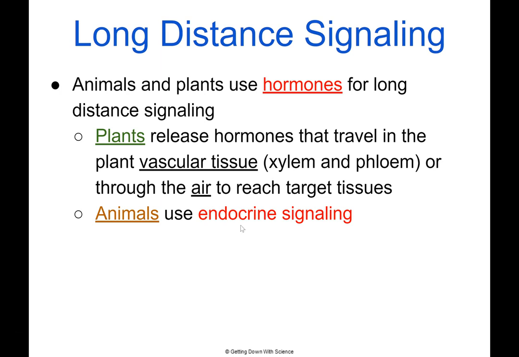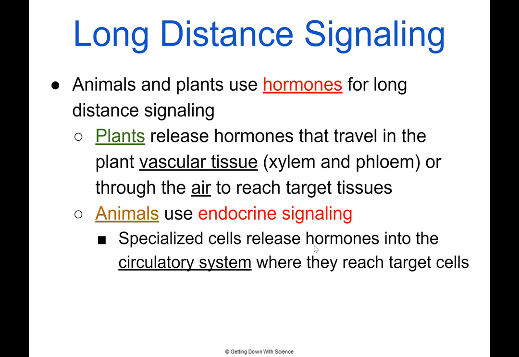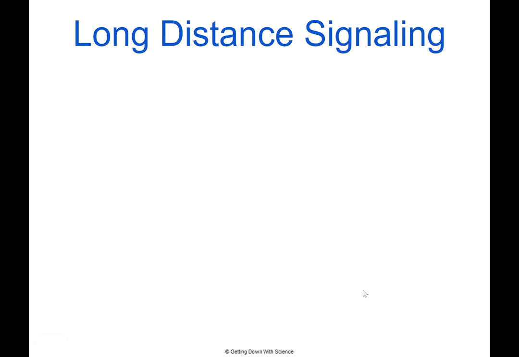In animals, they use what we call endocrine signaling. The endocrine system is the system that is focused on the hormones. So there are specialized cells that release the hormones into the circulatory system where they're carried through the body until they reach target cells. And we'll find that the target cells are not typically in one specific place. They may be in multiple locations throughout the body.